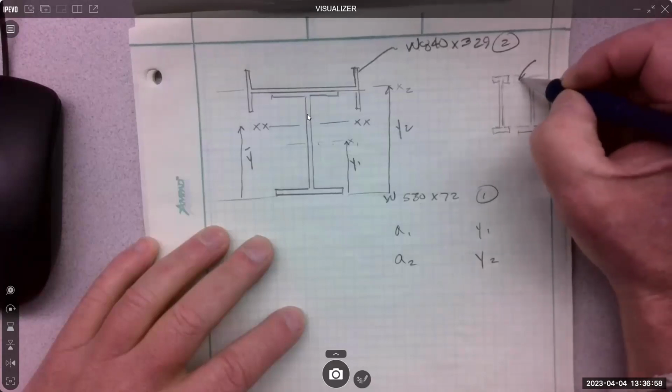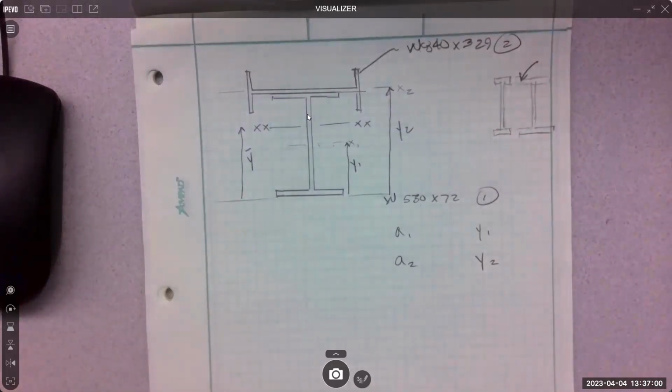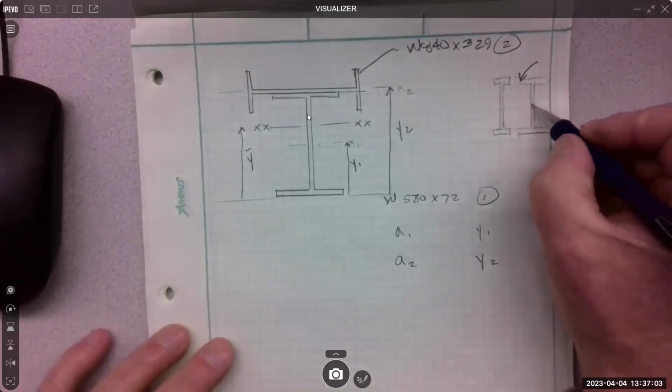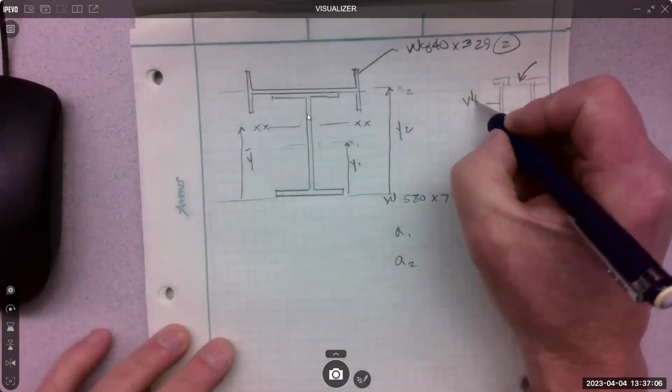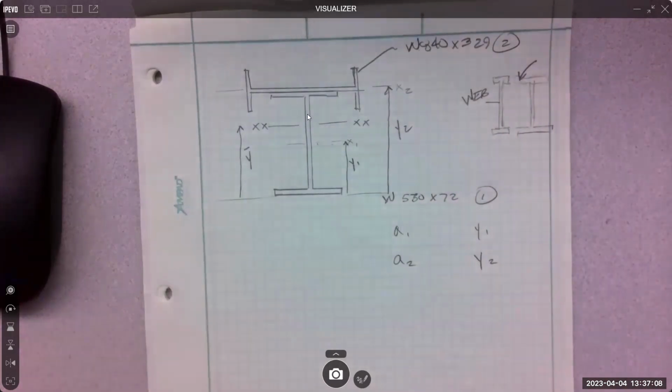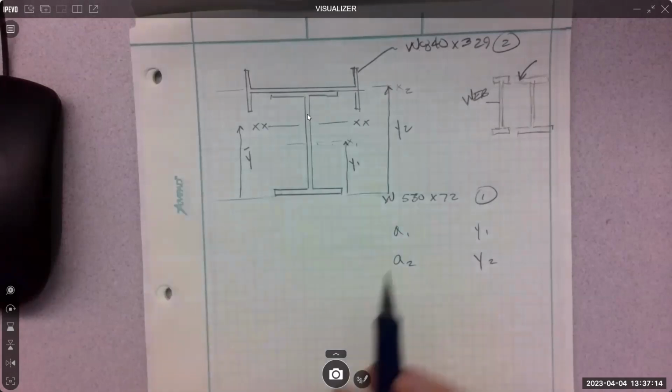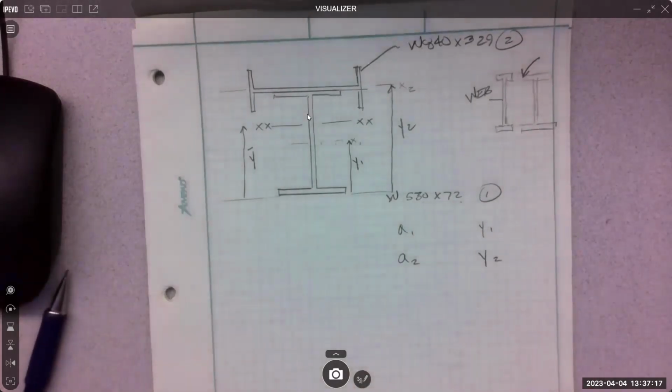So these are called flanges. We need to get that terminology because the book uses it. These are called webs. This is a web. Flange and web. And the 530/72, I believe that might be a metric call out. Maybe not. This 530 is huge. It's not a formula. We're just going to look it up. Yeah, it's definitely a metric call out.